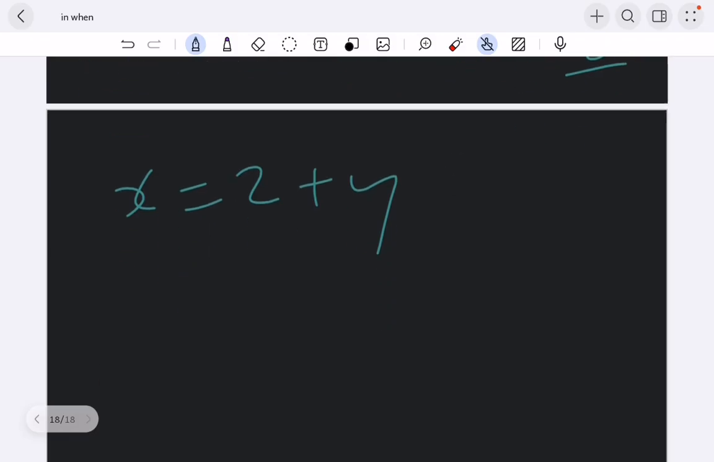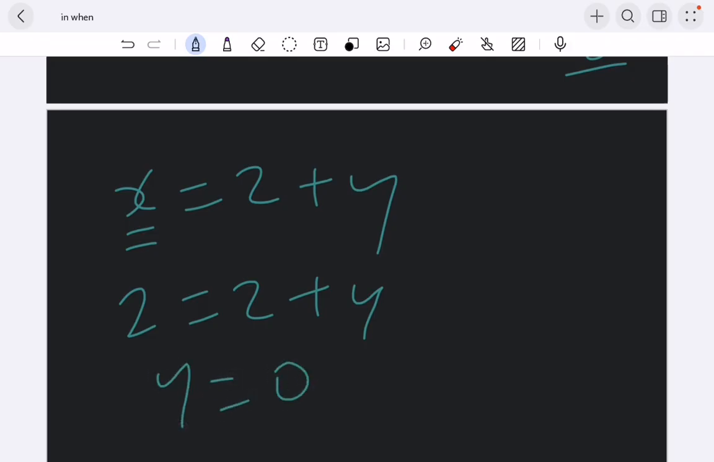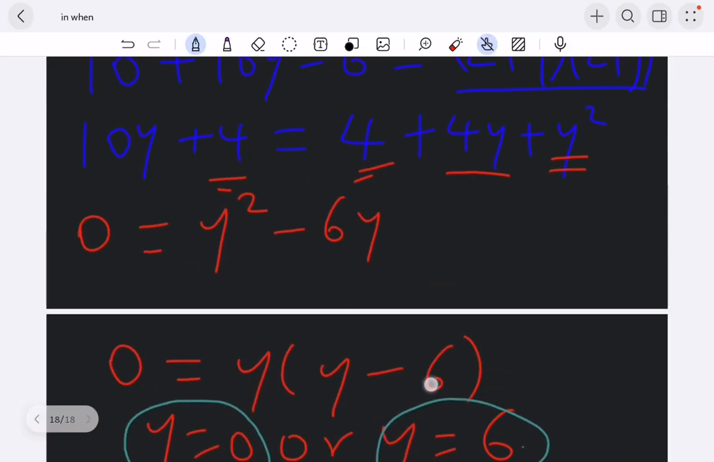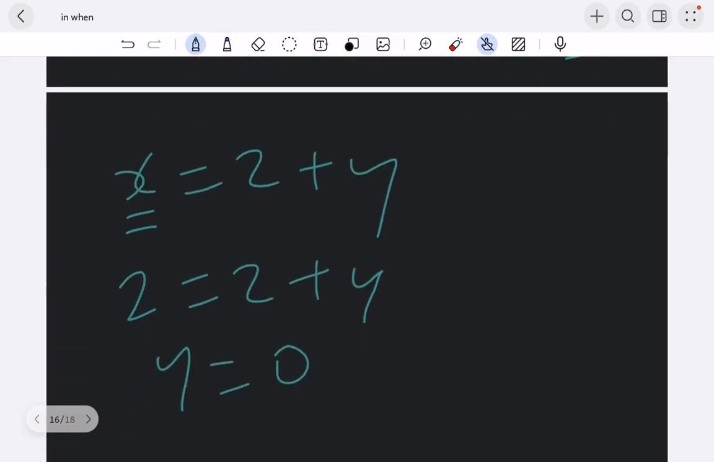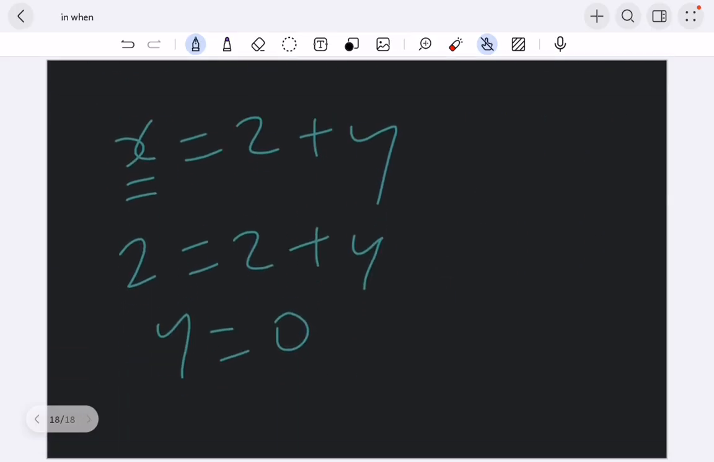So if we put 2 here, we're going to get 2 is equal to 2 plus y. And then if you subtract, you're going to get y is equal to 0, which is what we got there. So it means our equation is balancing out. And you can try it out with the other equation as well, the quadratic one.